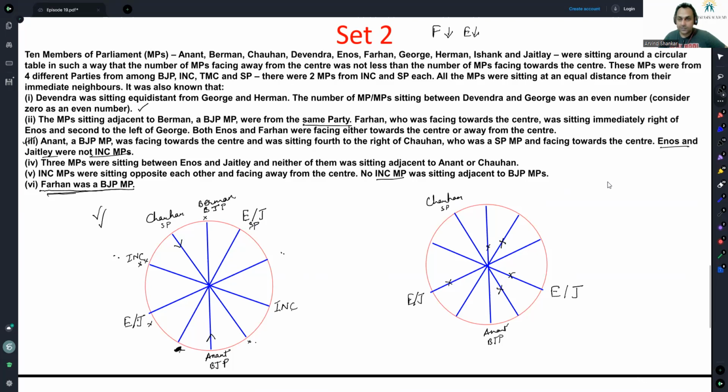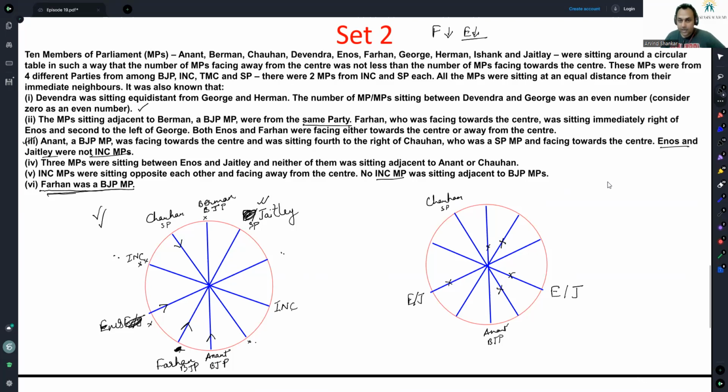Now I know Enos faces inwards, and to his immediate right, we have Farhan. Farhan, who was facing towards the center, was sitting immediately to the right of Enos. So if Enos was seated at this spot and facing the center, to his immediate right is Burman. It is not Farhan. So Enos cannot come here. It will necessarily be Jaitley, and Enos will necessarily come here. He's facing inside. To his immediate right, we have Farhan, who is from BJP.